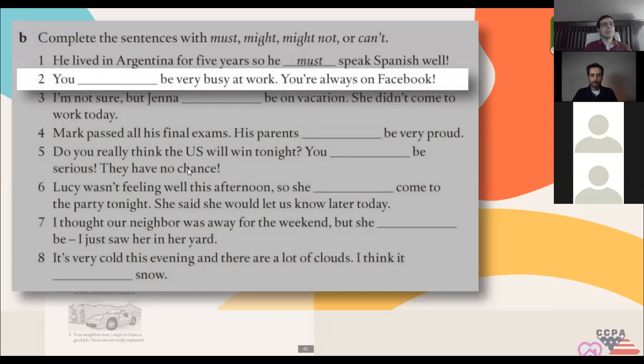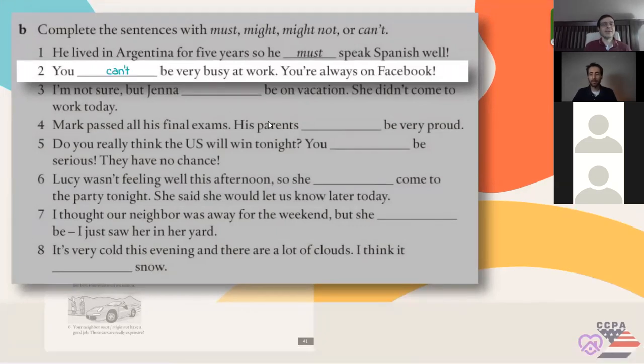You can be very busy at work. You are always on Facebook. Suspicious! People on Facebook all the time. Is that your case, Robert? Do you ever check Facebook when you're supposed to be working? No. Not really. I'm very serious. I use Twitter. So you use Twitter during work. Okay, more discreet, right? Thank you, Robert.